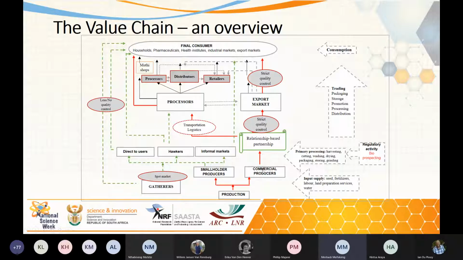However, the commercial producers on the other side work on relationship-based partnerships. So they mostly have contracts and they produce on a contract basis. They apply strict quality control measures there because the material produced by the farmers has to meet certain quality standards. Once the material has been produced, it then goes further for processing, and in between there are other logistical arrangements like transportation and packaging and so forth. Once the material reaches the processors, after processing into final products, it is distributed through various channels until it reaches the final consumer and is on the shelf.